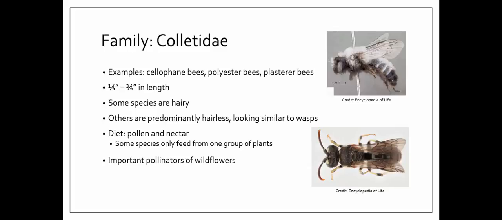Their diet consists of pollen and nectar. Some species even feed specifically from one group of plants, but can also be important pollinators of wildflowers.